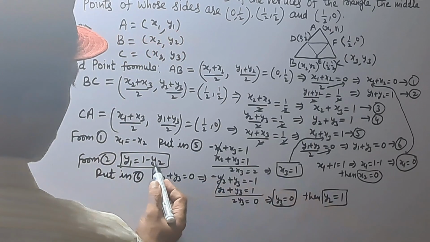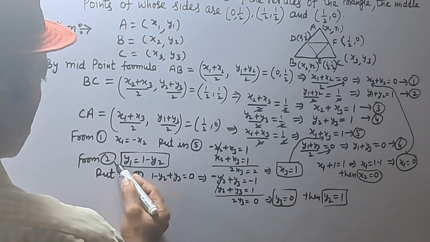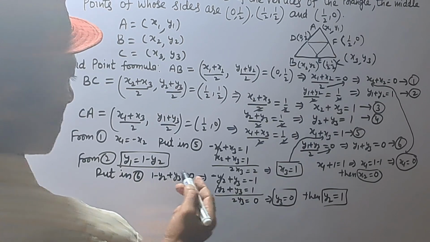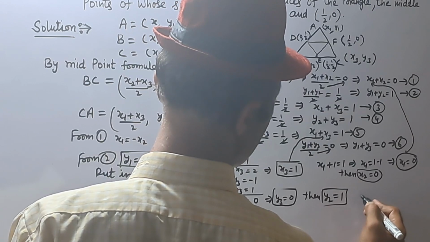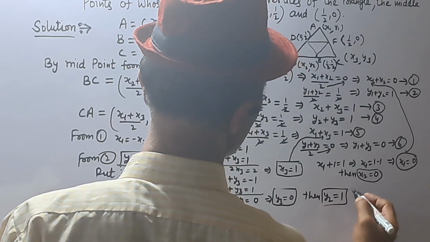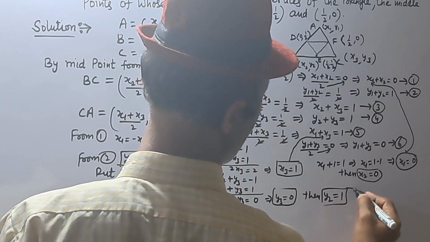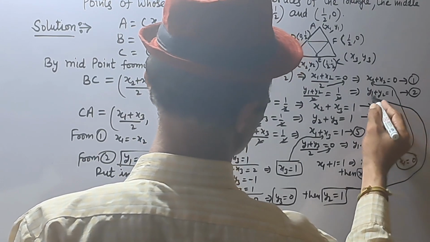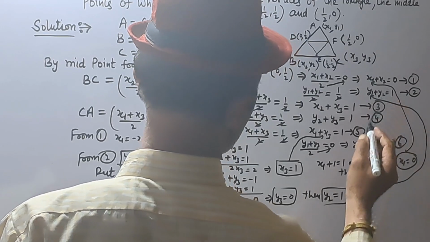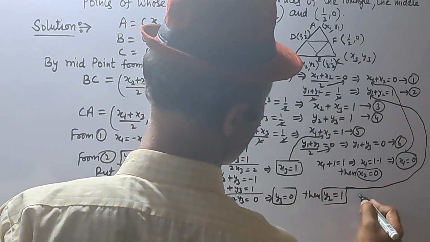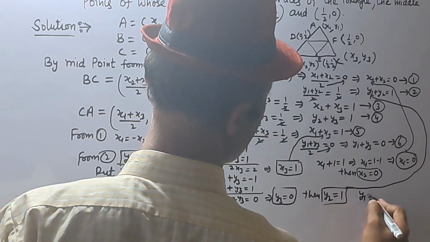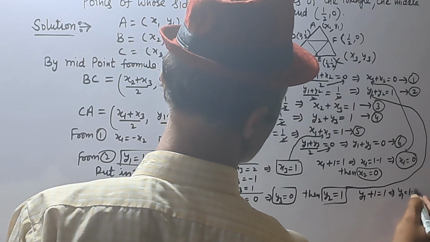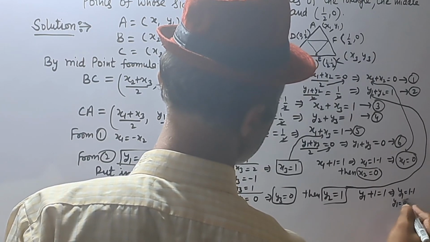And y2 is equal to 1, putting equation number second, then y1 is equal to 1 minus y2 is equal to 1, putting equation second, y1 plus 1 is equal to 1, which implies y1 is equal to 1 minus 1 and y1 is equal to 0.